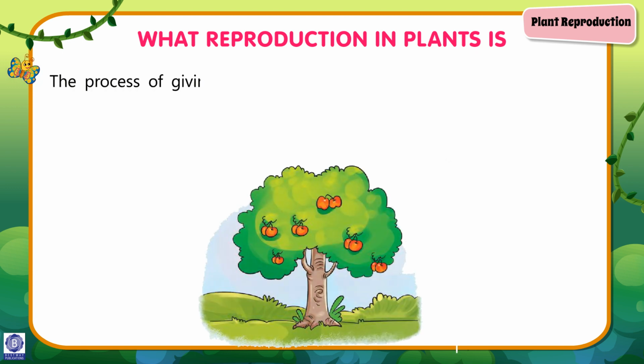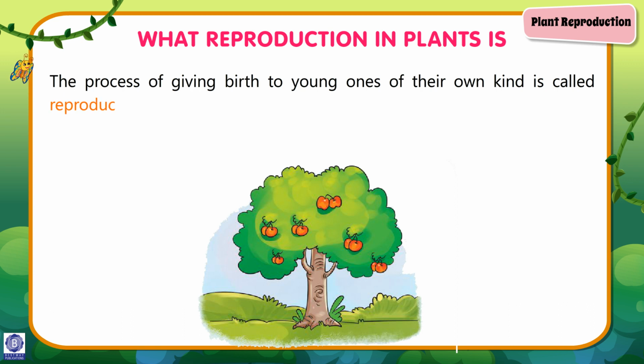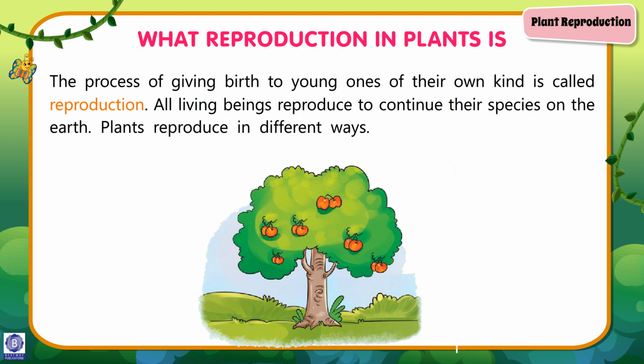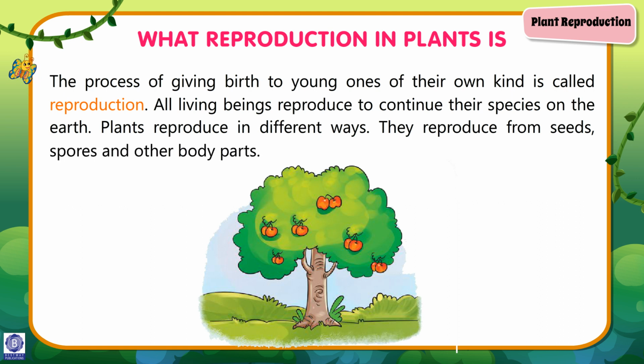The process of giving birth to young ones of their own kind is called reproduction. All living beings reproduce to continue their species on the earth. Plants reproduce in different ways. They reproduce from seeds, spores, and other body parts. Let us learn about reproduction.